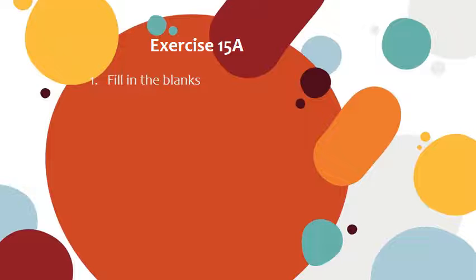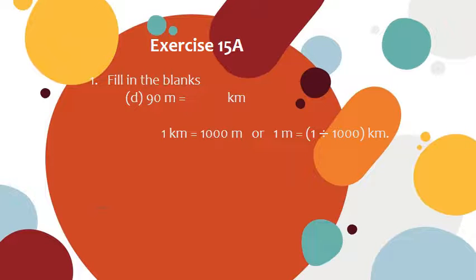Now let's come to the next question. 90 meter is equal to how many kilometers? Now children, meter is the smaller unit and kilometer is the larger unit. And we know that 1 kilometer is equal to 1000 meter, or we can say that 1 meter is equal to 1 upon 1000 kilometer, or 1 divided by 1000 kilometer.